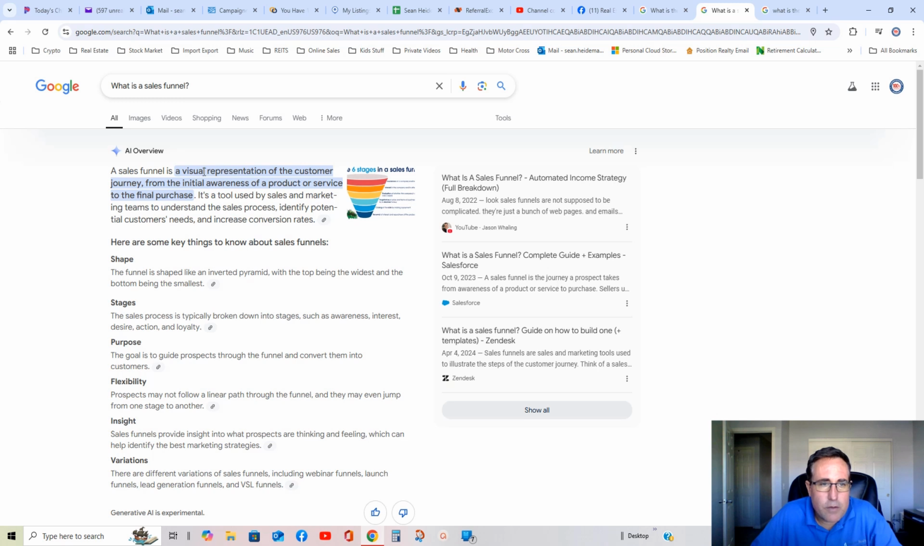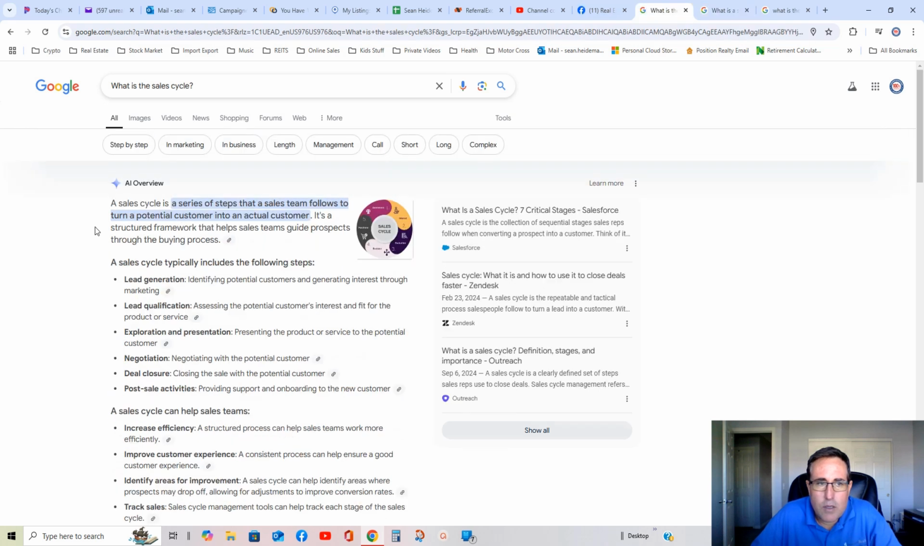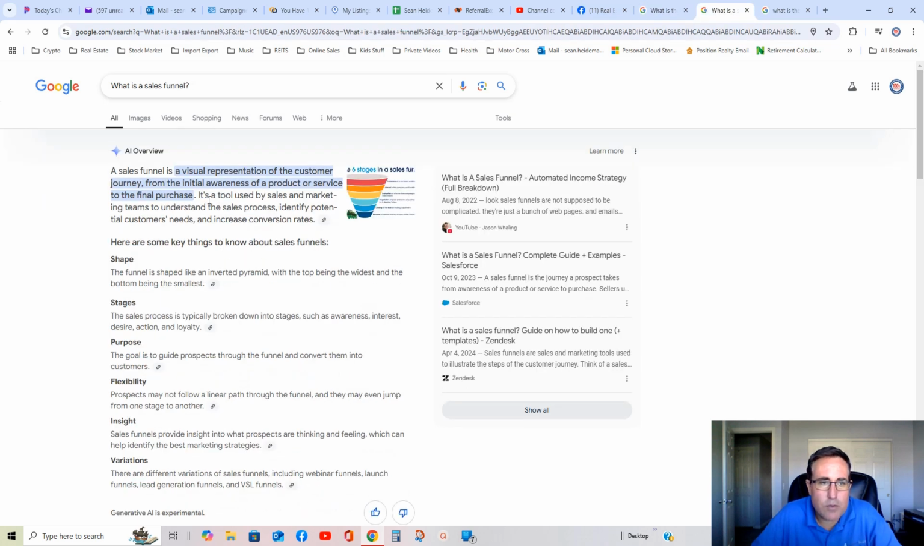So what's a sales funnel? A sales funnel is a visual representation of the customer's journey from the initial awareness of the product or service to the final purchase. So this is on the customer. The sales cycle is what you're going through. The sales funnel is what the customer is going through in their experience with you. It's a tool used by sales and marketing teams to understand the sales process, identifying potential customers' needs, and increasing kind of the conversion rate.